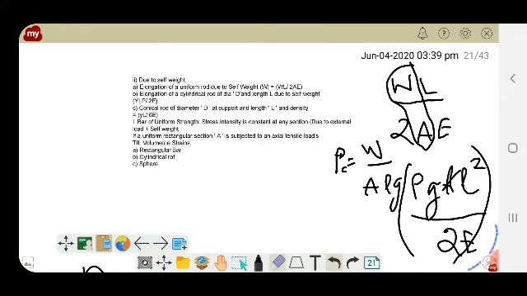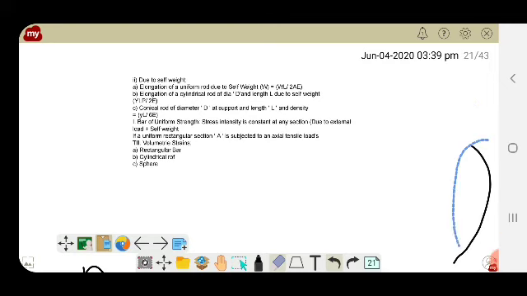We have one more thing to be noted, that is conical rod.